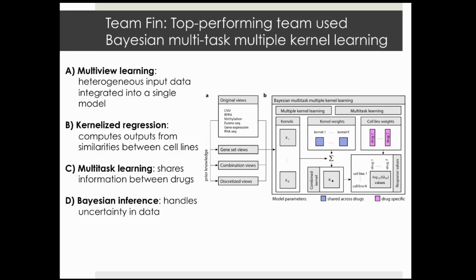The top performing team called themselves Team Sin, and they used a novel approach for predicting drug response. They used a Bayesian multitask multiple kernel learning approach, which is summarized here on the schematic. But there were 4 key elements of this approach.